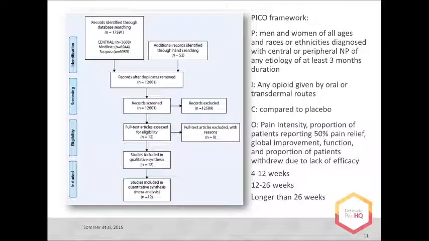And they were interested in studies that measured these outcomes for at least 4 weeks. They didn't include any studies that looked at outcomes after 1 week or 2 weeks. The study had to have at least 4 weeks duration. And they divided into 4 to 12, 12 to 26, and longer than 26 weeks duration. And you see that they only found 12 studies that match all these inclusion criteria. So, the next slide.